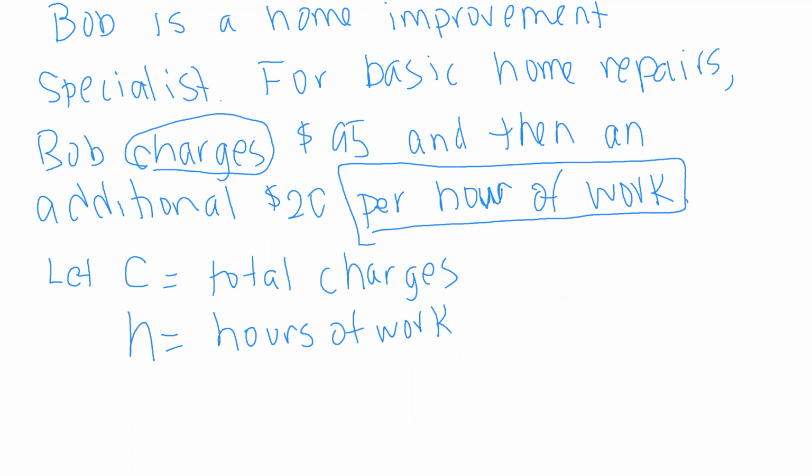So what we would get here is the total charges equal, well, Bob is charging you $95 whether the job takes an hour or 10 hours. So he charges you $95. In addition to that, Bob is going to charge you an extra $20 for each hour. So to figure out the hourly rate, we're going to take 20 and we're going to multiply it by the number of hours. And then to finish up the total charges, we would add 95. So let's go to the next page.